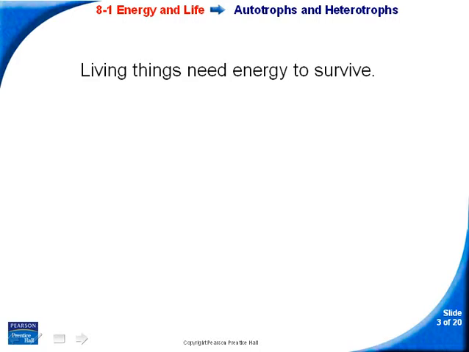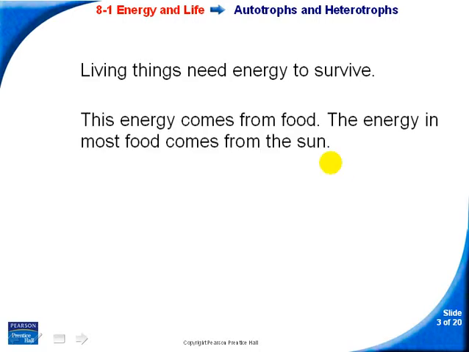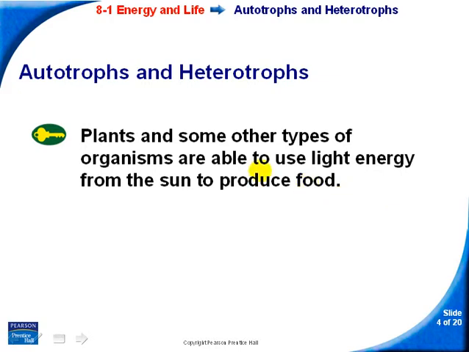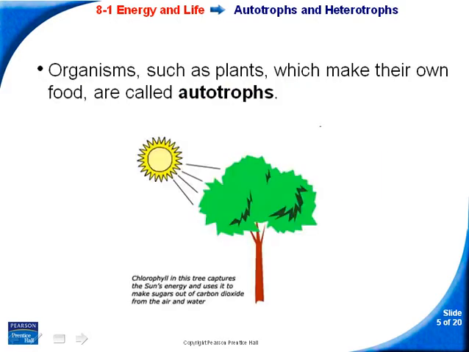So let's start off. We're going to be talking about energy. And as we know, all living things need energy to survive. And we get our energy from food, but the energy in most food comes from the sun. And we're going to find out more about how that happens. So where do plants get the energy they need to produce food? Plants and other types of organisms are able to use light energy from the sun to produce their own food.